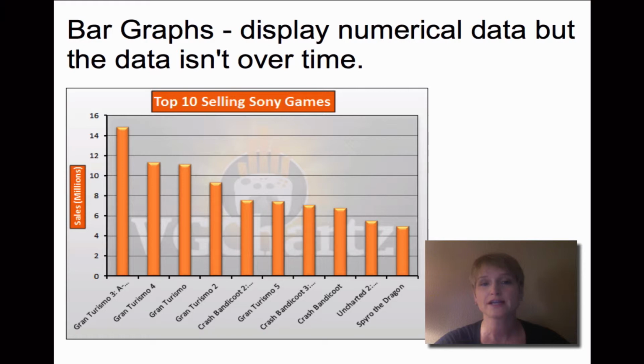So what you're looking at here is a lot of different categories. Those categories would be the different games that Sony sells, and then on the left-hand side you can see that that is graphed against the sales in millions of dollars.